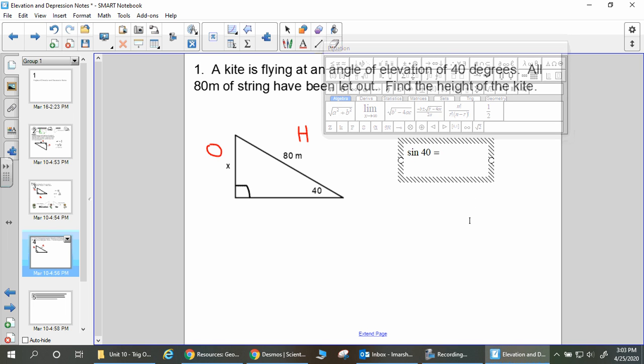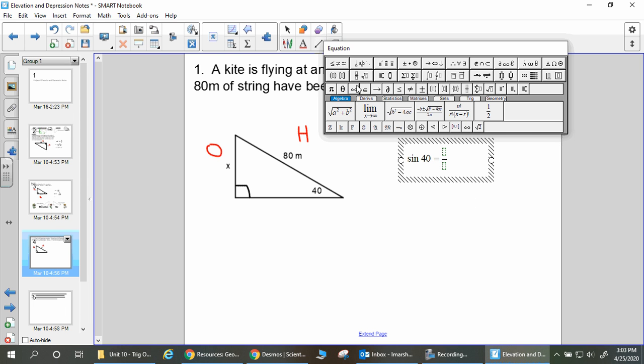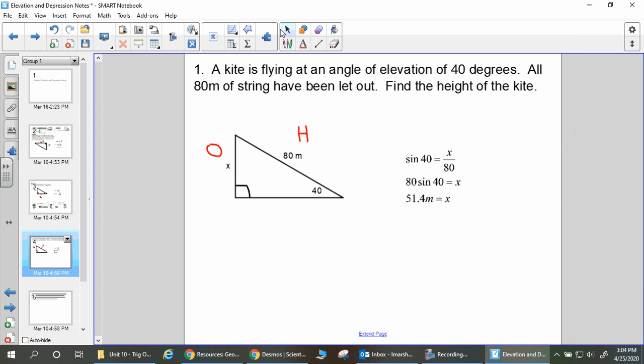Sine of 40 degrees equals opposite over hypotenuse, x over 80. Multiply both sides by 80. 80 sine of 40, that's going to be our value for x. So again, use your calculator. 80 times the sine of 40 is 51.4. In this case, we need meters for x. There's our answer to question 1.